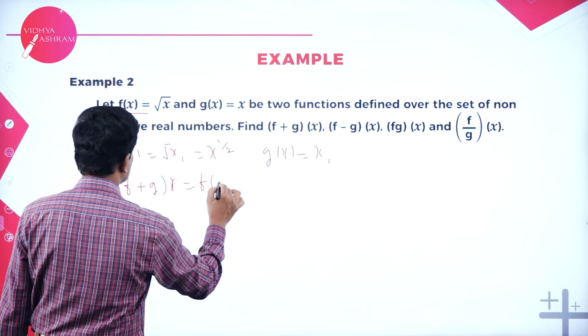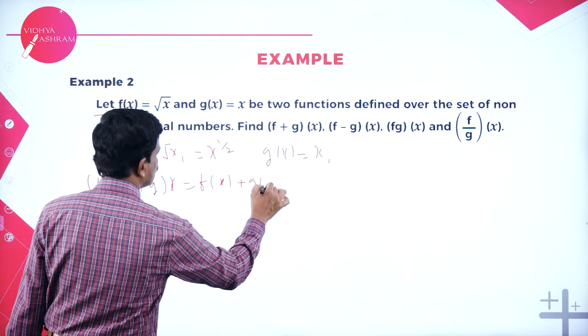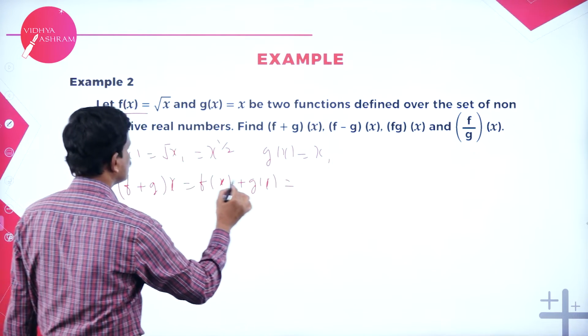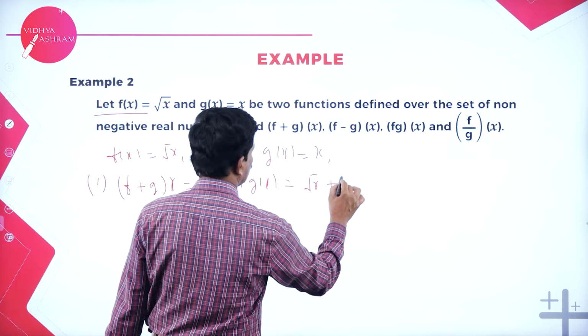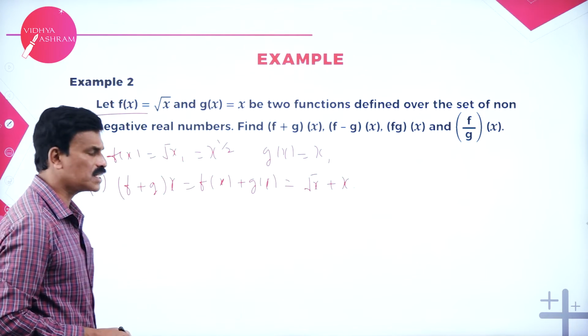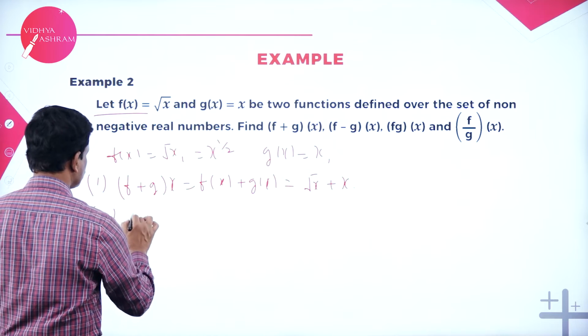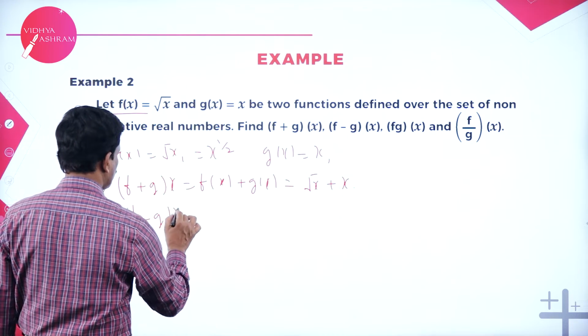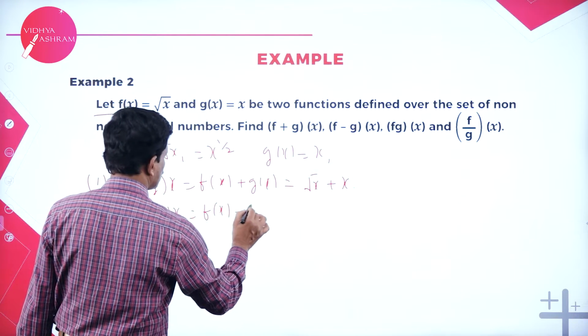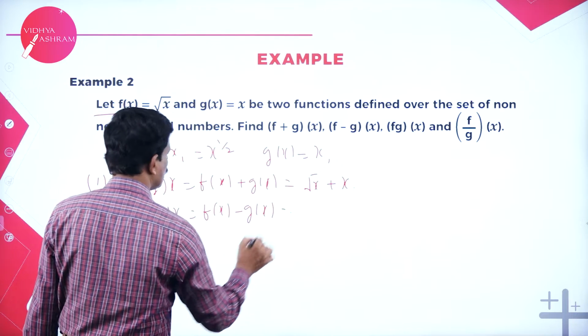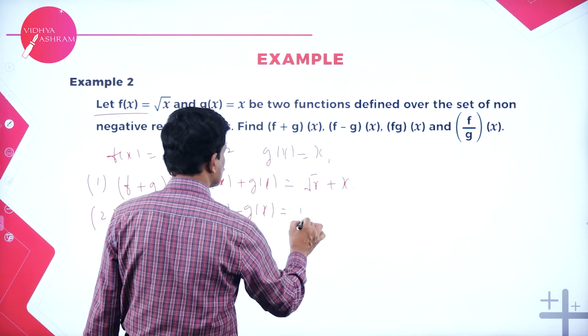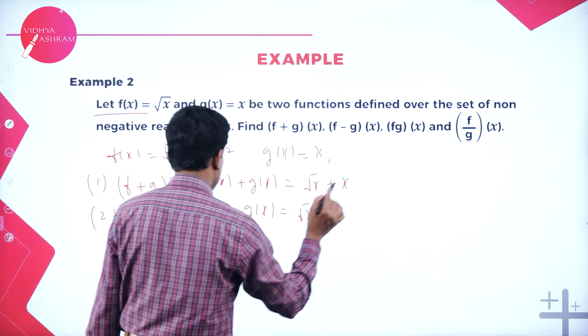f plus g of x is nothing but f of x plus g of x. What is f of x? Root x plus g of x is x. That's all: root x plus x. Now the second one, f minus g of x is nothing but f of x minus g of x. What is f of x? f of x is root x minus g of x, which is x.